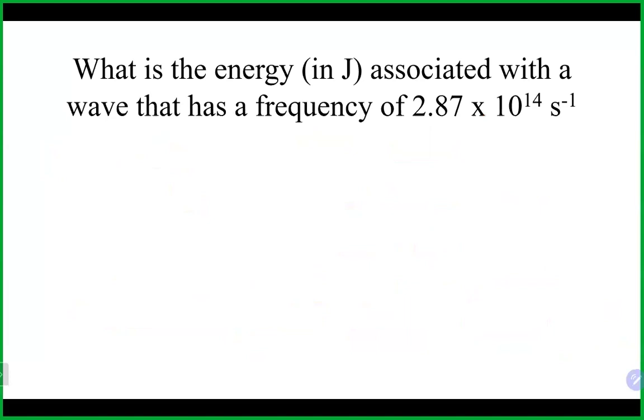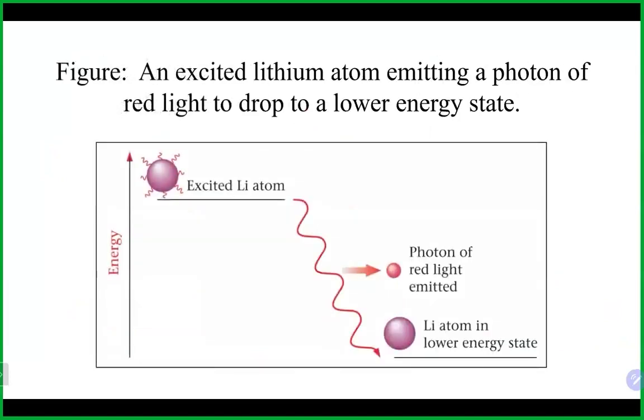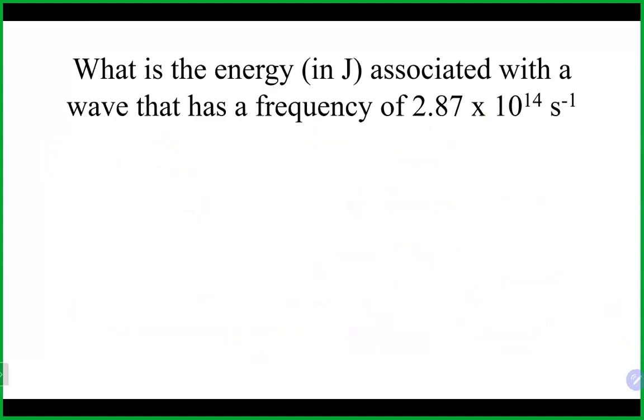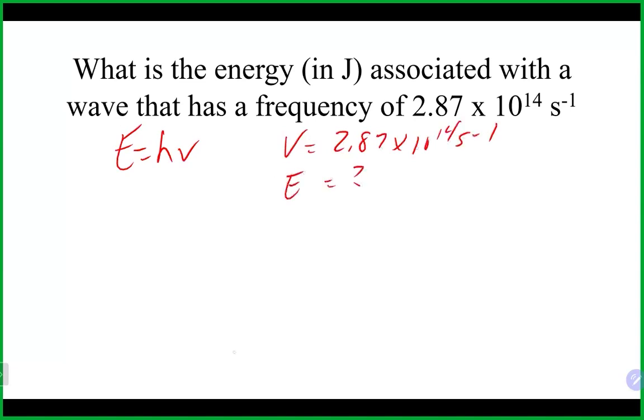All right, one last one here. What is the energy associated with a wave that has a frequency of 2.87 times 10 to the 14 reciprocal seconds? The energy equals h times the frequency. In this case, we were given the frequency and we're looking for the energy, so we really do have everything we need.